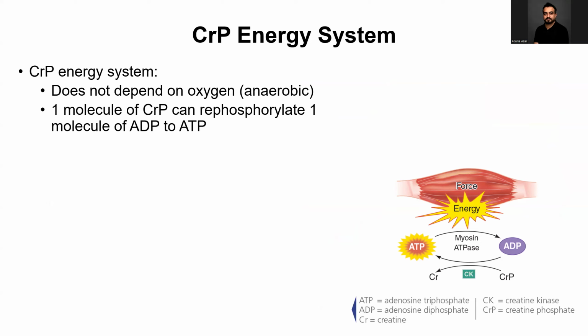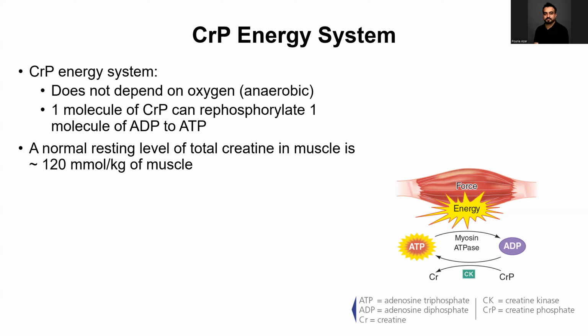And creatine phosphate energy system doesn't depend on oxygen. That's why it's an anaerobic process. It's an anaerobic energy system like glycolysis. We don't need oxygen. And as I mentioned, just one molecule of creatine phosphate can rephosphorylate one molecule of ADP into ATP.